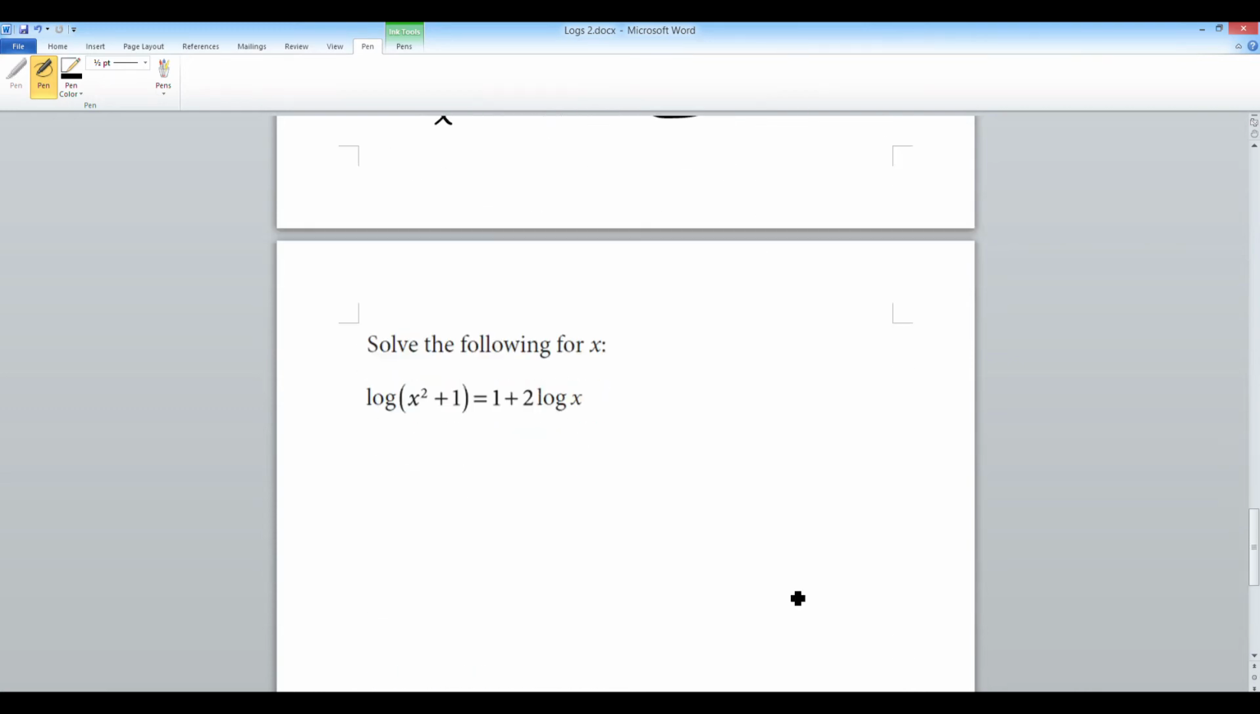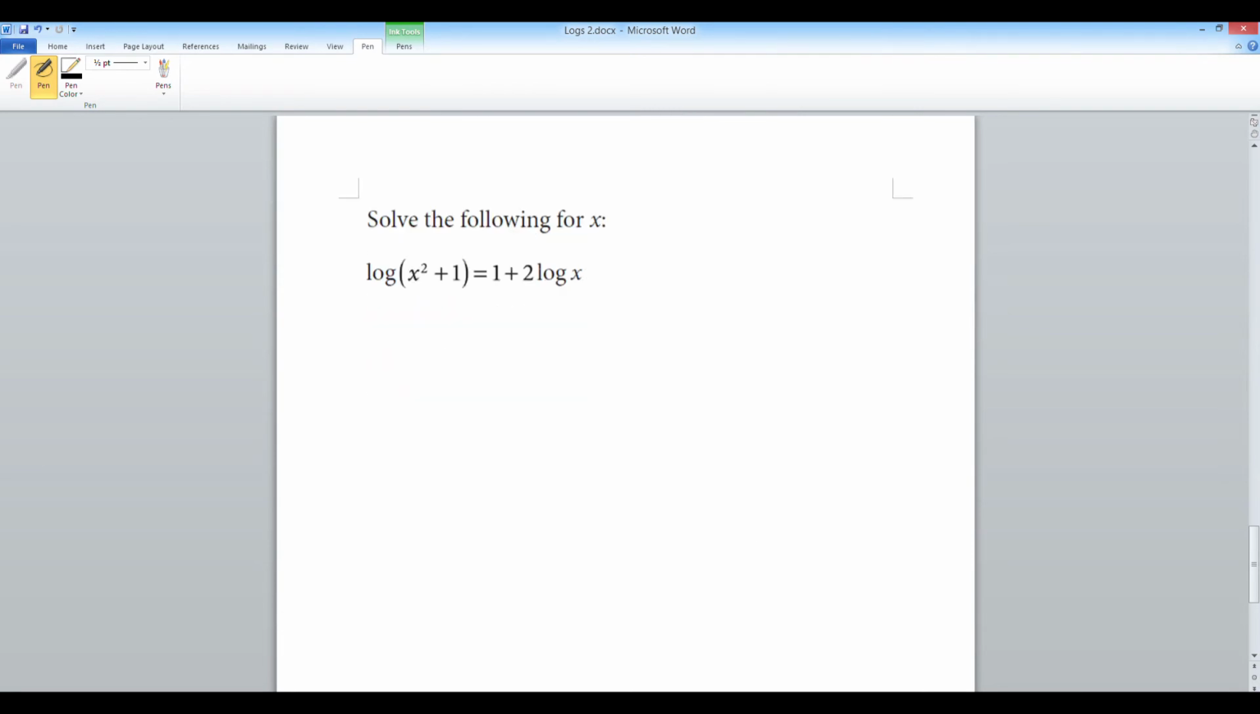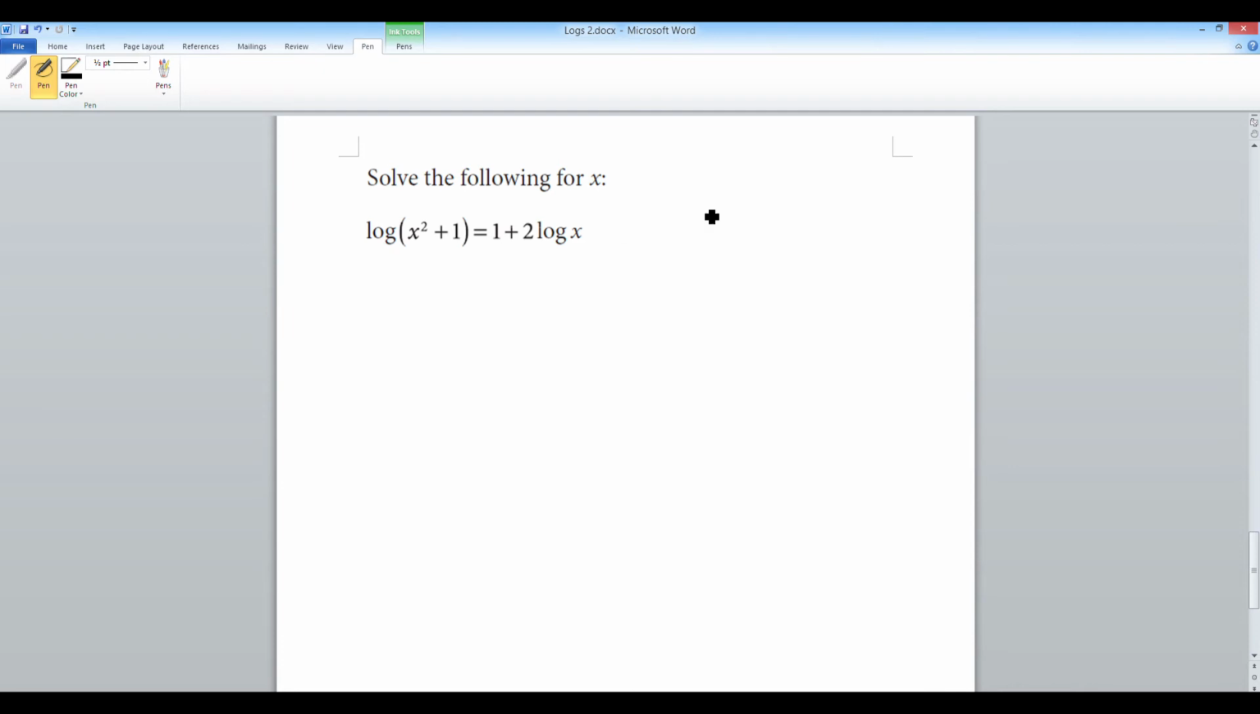Let's take a look at another example. Solve the following for x. So I have log of something is equal to 1 plus 2 log of x. So again, I have this 1. I can replace this 1. So I see here that my base is 10. For both of these sides, they did not specify the base, or it is not written there, but I know it is log base of 10. So this 1 here, I can write as log 10 of 10.